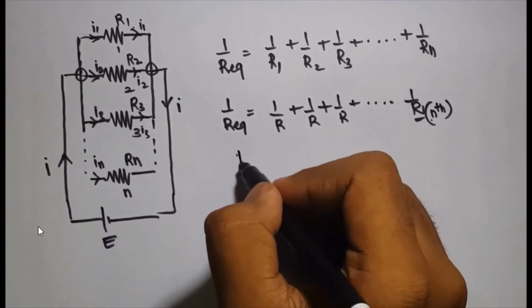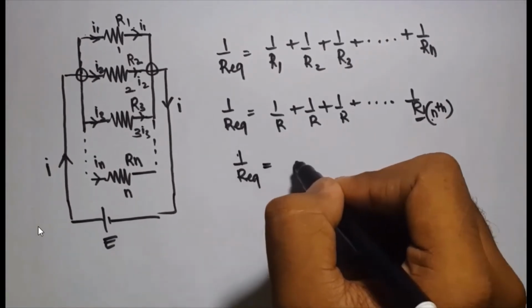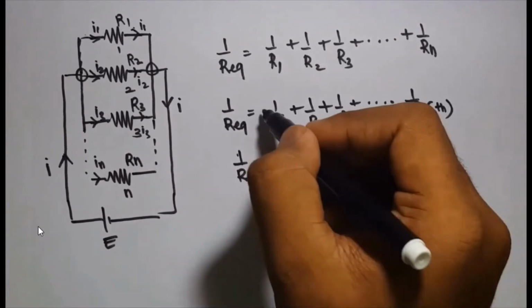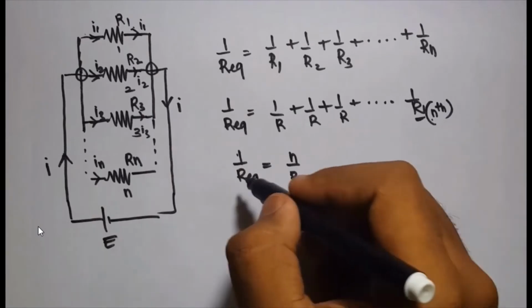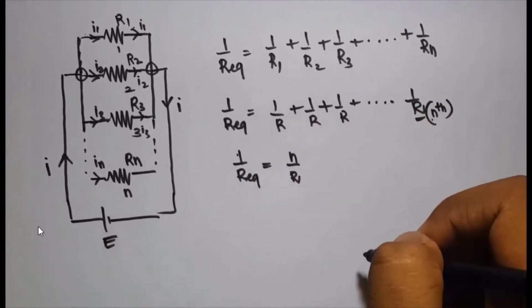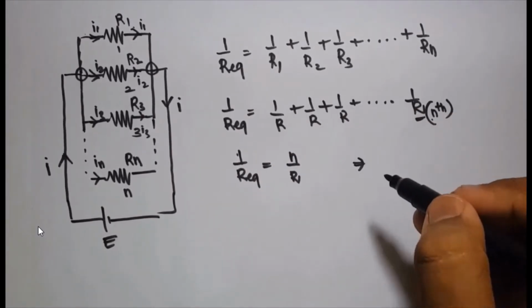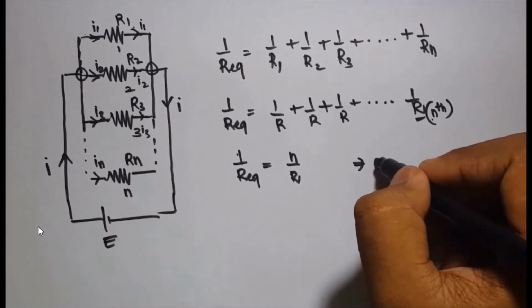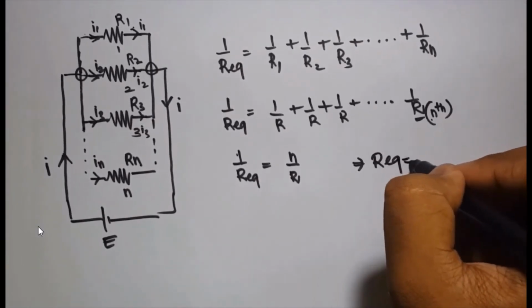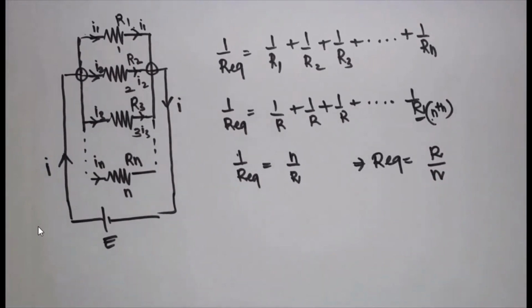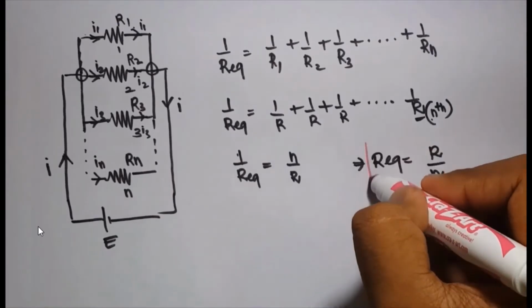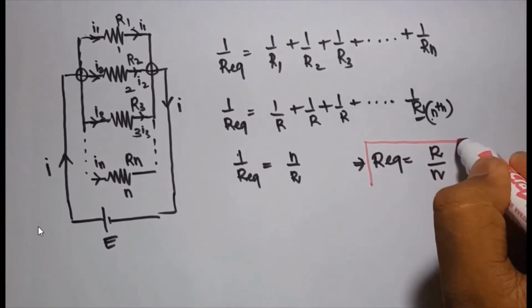Now we can simply write 1 by R equivalent as n by R, because there are n equal resistors connected in parallel. This is the reciprocal of R equivalent. Now let's take the reciprocal, and we get R equivalent equals R by n. So this is the formula to derive the equivalent resistance for resistors which are arranged in parallel.